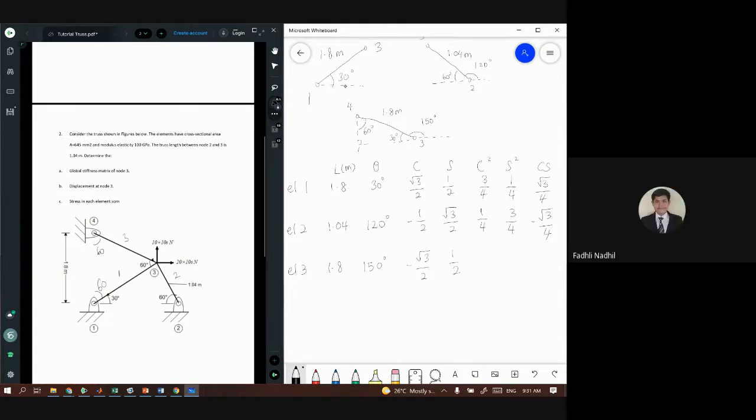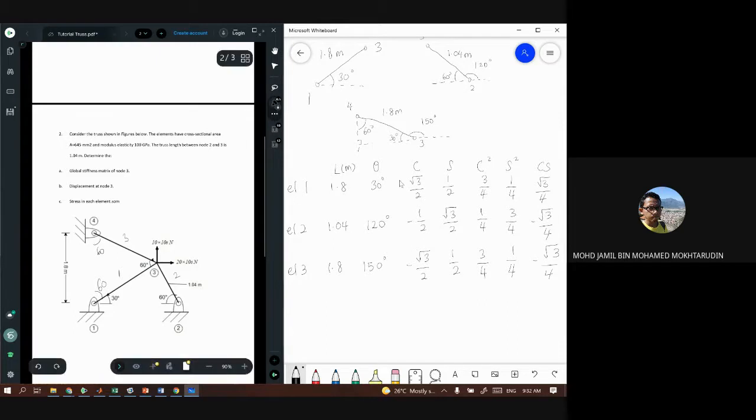Doktor nak tanya, yang elemen 3 tu kita ambil sudut dekat node 3? Node 3, bukan node 4. Bukan, sebab we always take the angle from the smaller node number. Okay, so 3 dengan 4 kita ambil angle dekat node number 3.